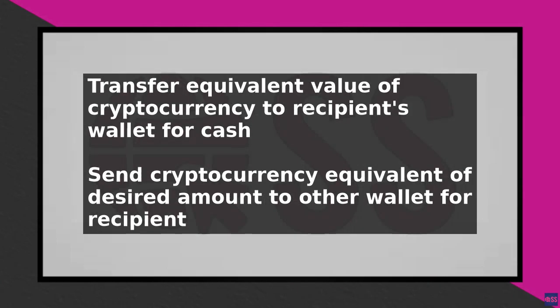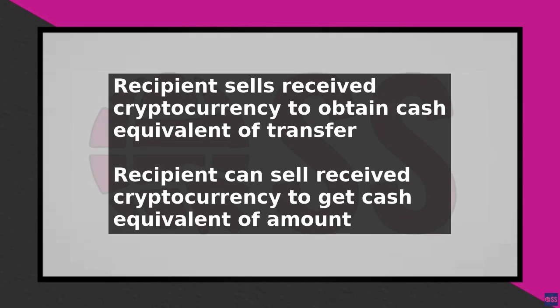Instead, you can transfer an equivalent value of cryptocurrency to the recipient's wallet. For example, if you want to transfer $500 and have $1,000 worth of Bitcoin and $5,000 worth of Ethereum in your Trust Wallet, you can send $500 worth of either Ethereum or Bitcoin to the recipient's wallet.